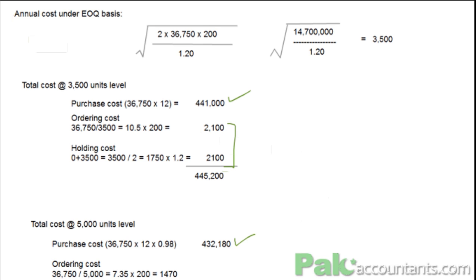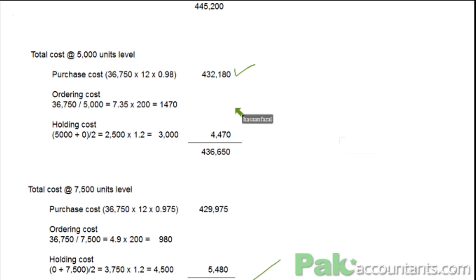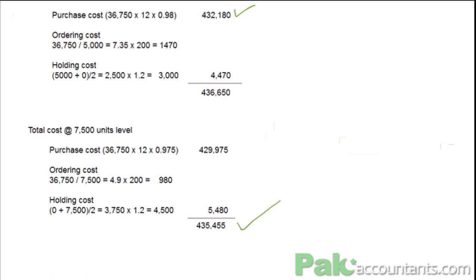Any other option, I mean, if you place an order other than the economic order quantity, your total will be more than the total that we have calculated in the economic order quantity. Okay, because either your holding cost will be more or your ordering cost is going to increase.